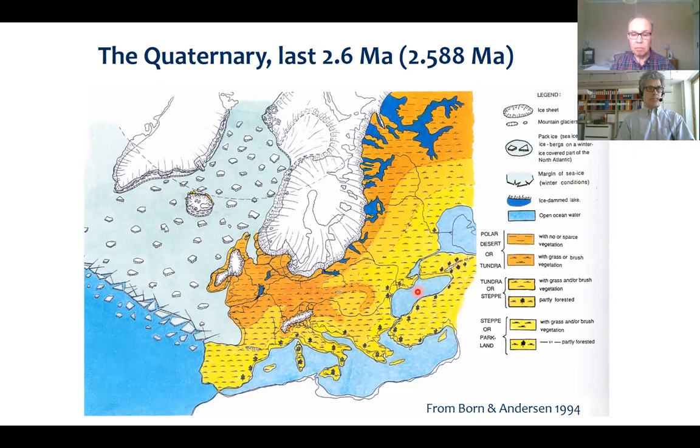And you have conditions like polar desert or tundra or steppe environments in most parts of Europe. You can probably call this a mammoth steppe that extends all the way from Ireland in the west through Siberia and all the way to North America. And around the Mediterranean, where I know that many of you are sitting now, there are areas with more parkland environments, even forests in some areas. And the type of vegetation that we have in Scandinavia today actually survived in refugia areas around the Mediterranean during the last ice age.